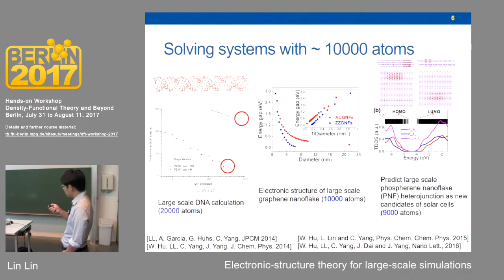So this is just an example we did in the past few years, and we're saying that you could apply these new methods, which I'm going to talk about in a second, called PEXSI, to solve systems with around 10,000 atoms. This includes large DNA calculations, which go to a few tens of thousands of atoms, and can be used to study the large-scale structure of graphene nanoflakes, which is about 10,000 atoms, to study different boundary effects, or to study the large-scale phosphorene nanoflake heterojunction as a new candidate for solar cell materials, which again contains about 10,000 atoms.